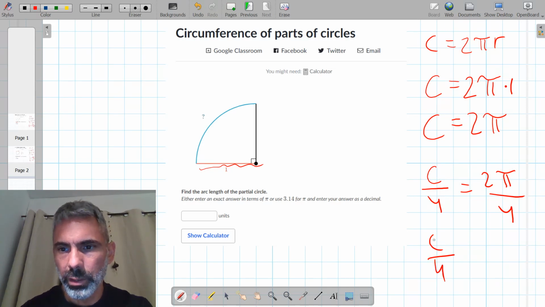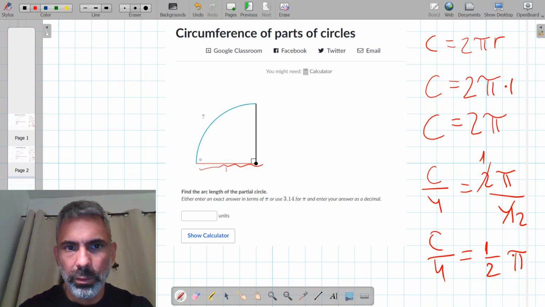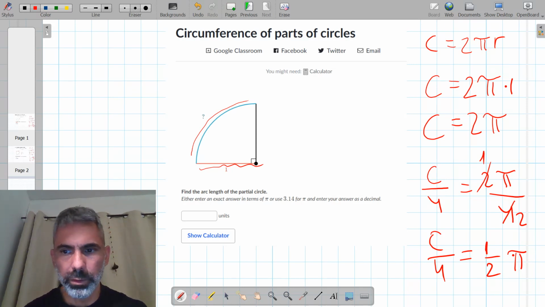So 2/4 is 1/2 pi. 4 divided by 2 is 2, 2 divided by 2 is 1, so 1/2 pi is the length of this arc, which is 1/4 of the full circumference.